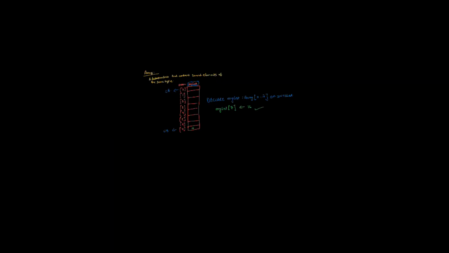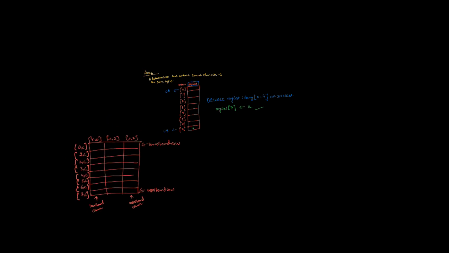Okay, so now we're going to look at a 2D array. So I'm going to import that array into the file. So here is our 2D array. It consists of rows and columns. And as we are aware, rows and columns can be used to declare the upper bound and lower bound of this array, right?